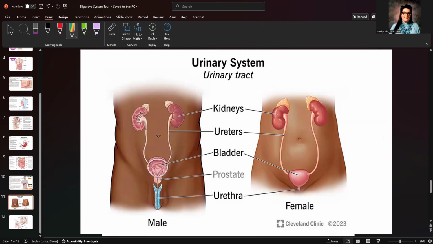I have a lot of massage therapy students who tend to mix up the urethra and the ureters, so we're just going to go over it briefly.